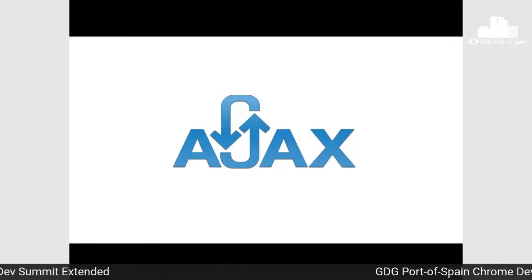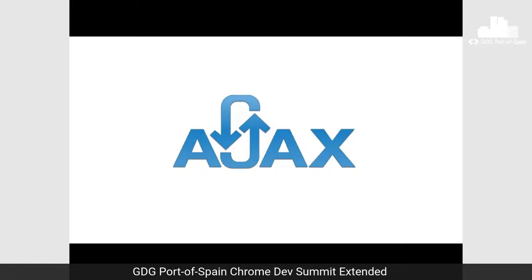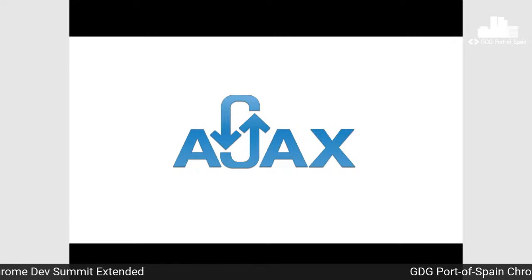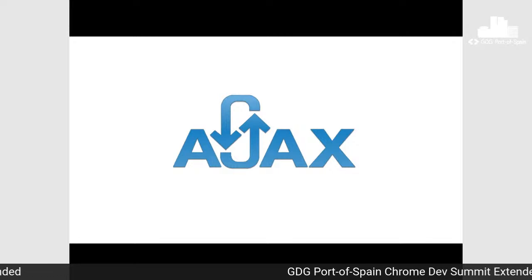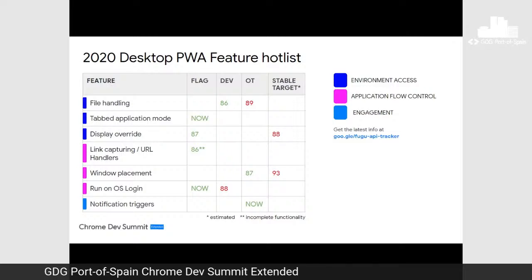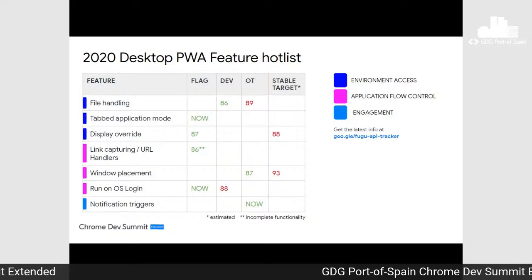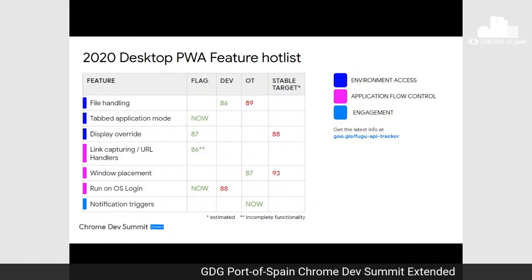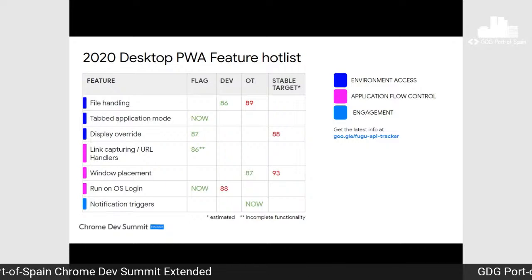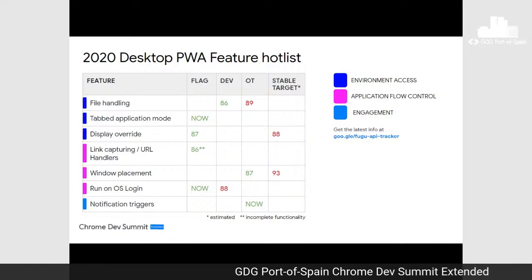AJAX was so transformational that in addition to enabling Gmail, a couple of years later, apps like Writely, which were the foundation of G Suite, came out. So similarly to AJAX, we're now seeing another transformational technology come to the forefront, and that is the PWA, or the Progressive Web App. These are some of the new features that are now coming out that really take progressive web apps to the next level. And we're going to cover some of them.